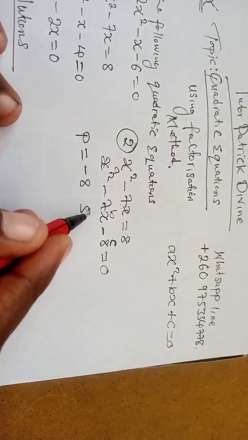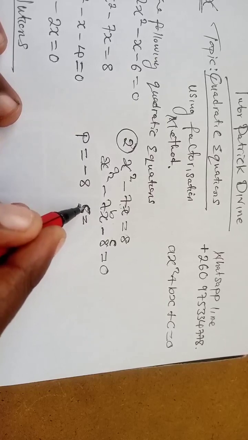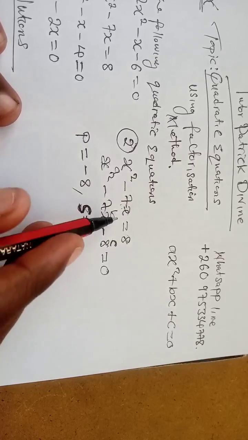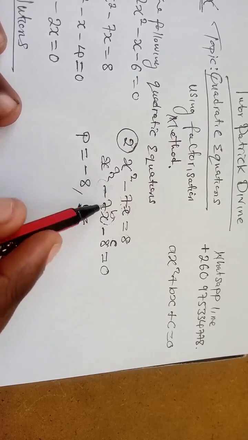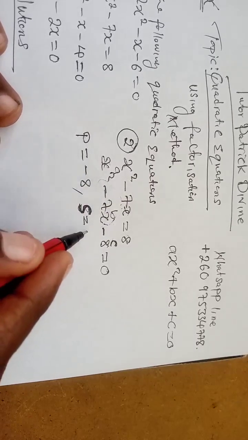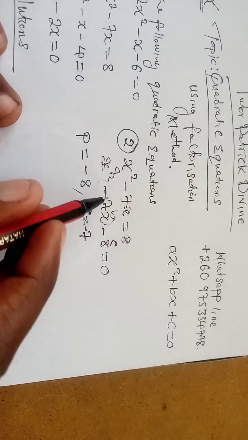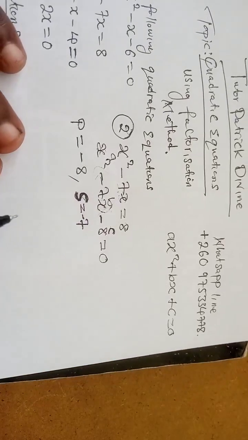How about the sum? The sum, I said, is the coefficient of b. So you get the coefficient of b, from 7x. It is negative 7. Here you can actually see that it is negative 7.